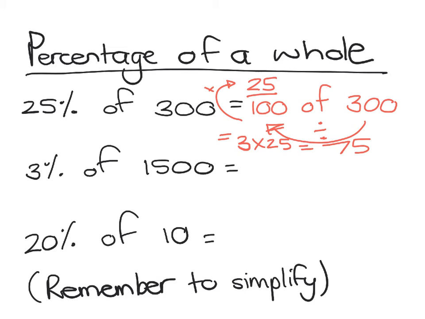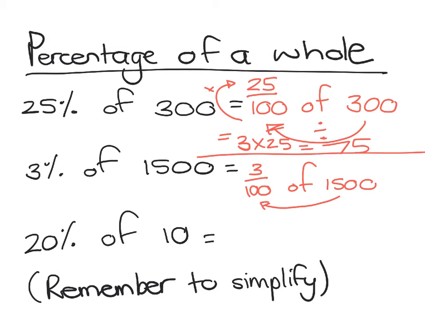Okay, 3% of 1,500 means I write 3 out of 100 of 1,500. Can 1,500 divide by 100? Yep. It has 2 zeros there, which just cancels out those 2. So I can easily divide it by 100, which will give me 15. Then I must times it by the top, which is 3. So I must do 15 times 3. And 15 times 3 will be 45.